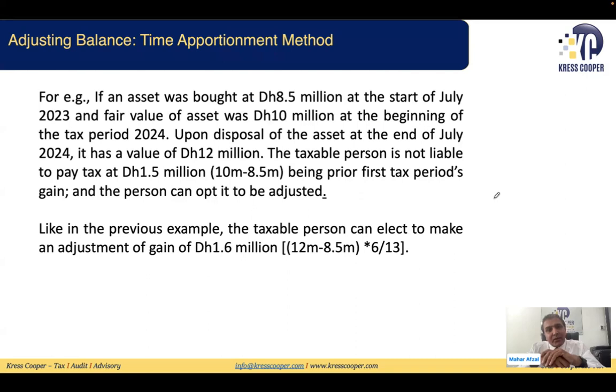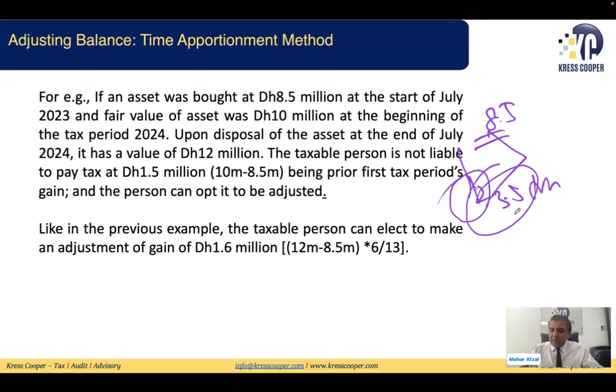Assuming we don't know the market value of the asset by the end of 31st December 2023, we know the cost of the asset was 8.5 million. We know the sale value is 12 million. 12 million less 8.5 million, how much? 3.5. 3.5 million is my total gain.